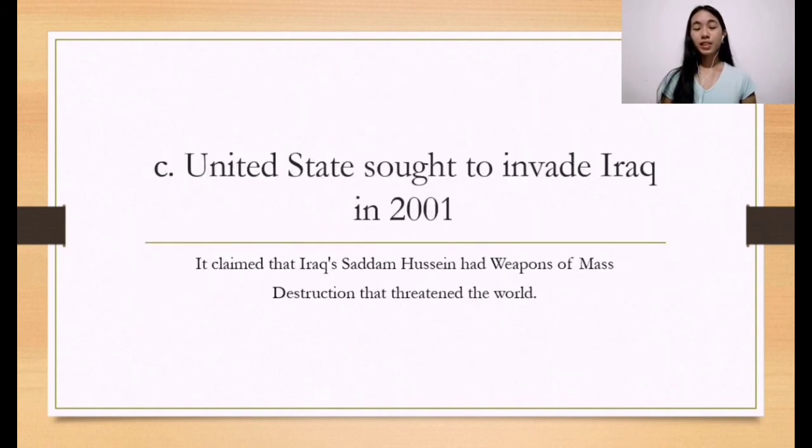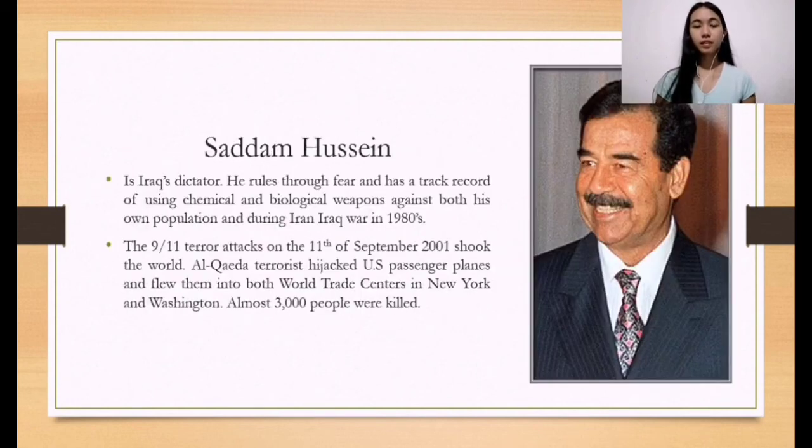So now let us proceed to the last topic, which is the United States' plan to invade Iraq in 2001. It is claimed that Iraq's Saddam Hussein had weapons of mass destruction that threatened the world. Saddam Hussein is Iraq's dictator. He rules through fear and has a track record of using chemical and biological weapons against both his own population and during the Iran-Iraq War in the 1980s. Please take note that he rules through fear.